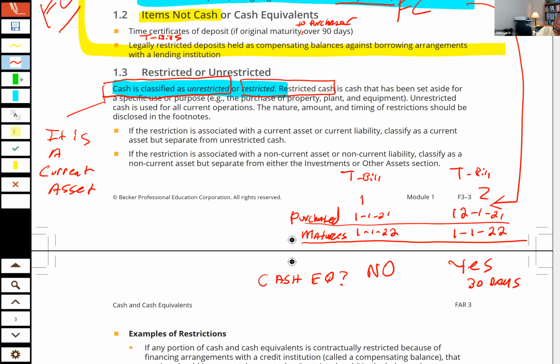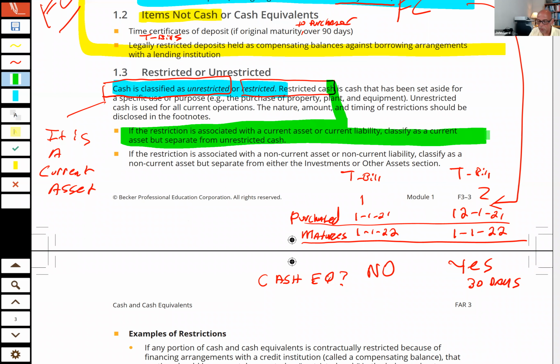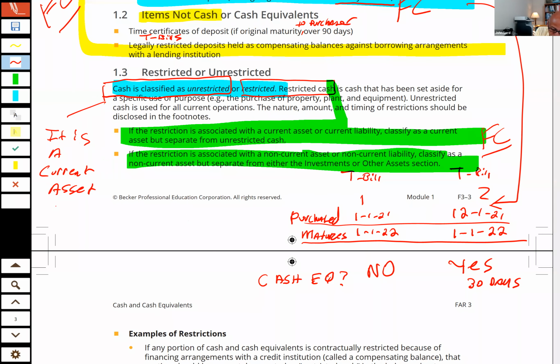Okay. For restricted cash, the rule is down here: if the restriction is associated with a current asset or current liability, so we're putting aside cash to pay off a large accounts payable, then it is considered current. If the restriction is associated with a long-term purpose, such as setting it aside to purchase a piece of equipment or something, then the cash is considered non-current. So you can flashcard that rule. I don't know that you need to flashcard the rule about unrestricted cash being current automatically. That's probably easy enough to remember, okay?